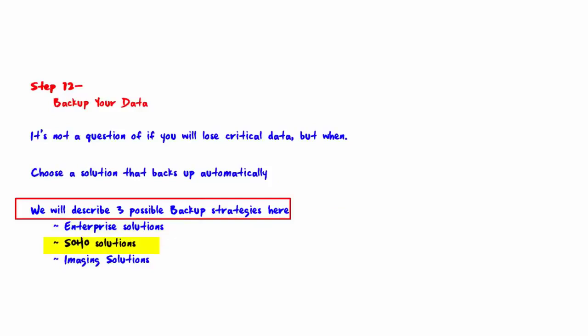Second is SOHO solutions. An example would be Mozy Home, designed to back up one or several workstations. Easily configure the files you want to back up. Backup is automatically saved to Mozy in the cloud.